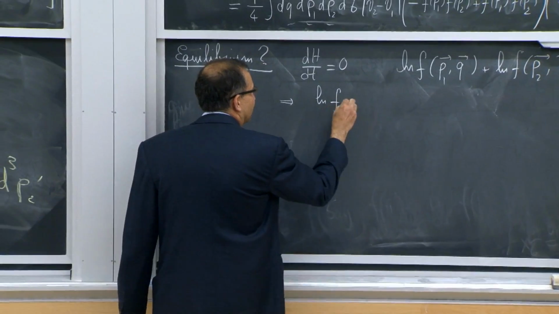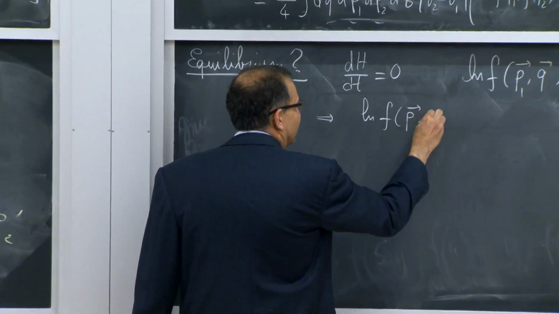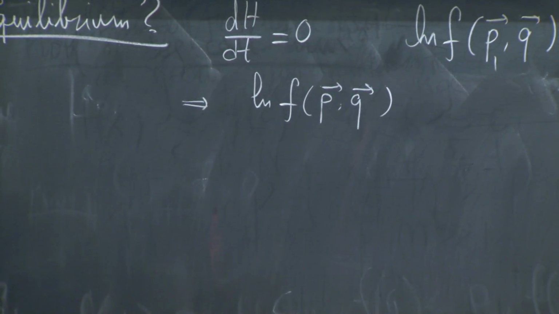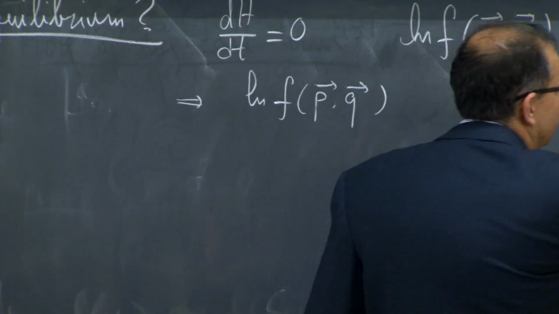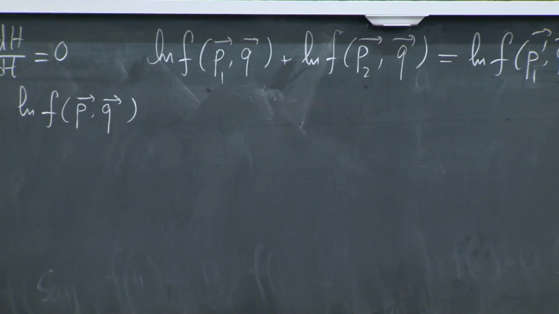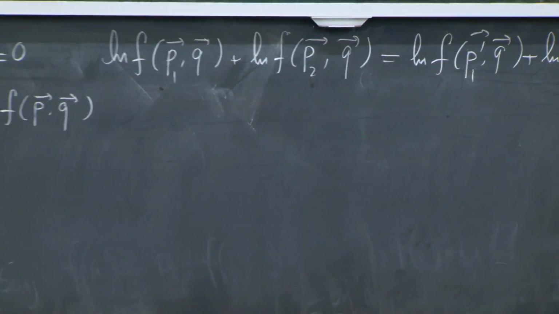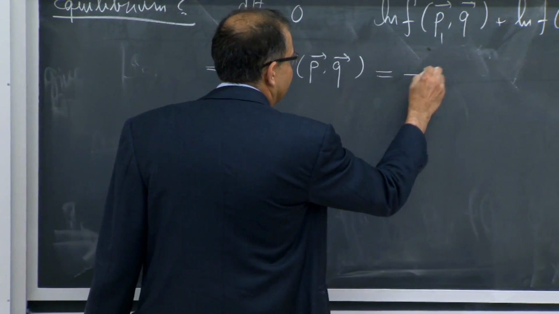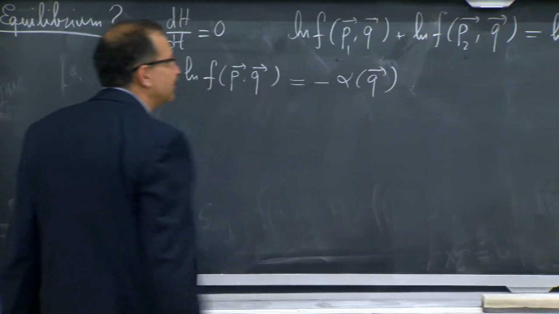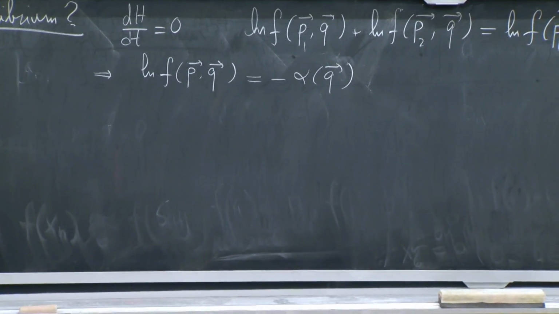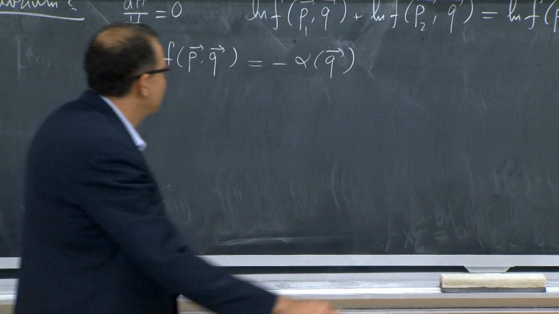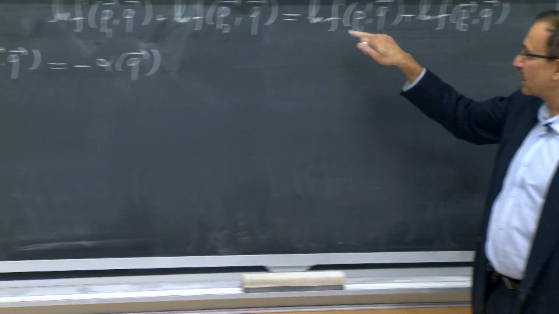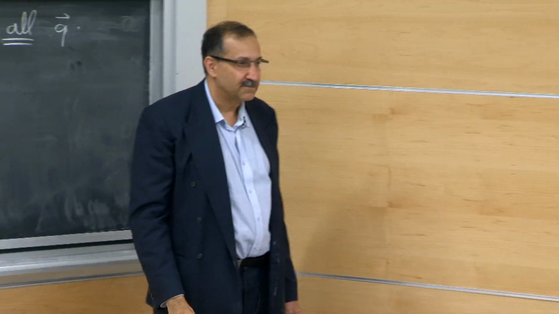Log of f of p and q, so it's a function of p and q that I am after, that has to be evaluated at p1, p2, and then should be equal to p1 prime and p2 prime for any combination of p1, p2, etc. that I choose. Well, I say, OK, I will put any function of q that I like. And that will work because it's independent of p. So I have minus alpha is the same as minus alpha.